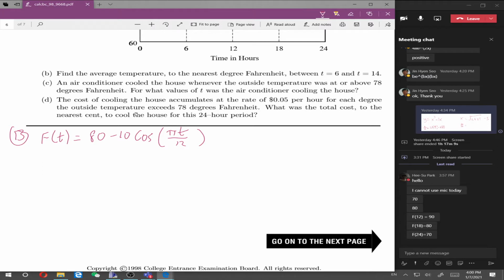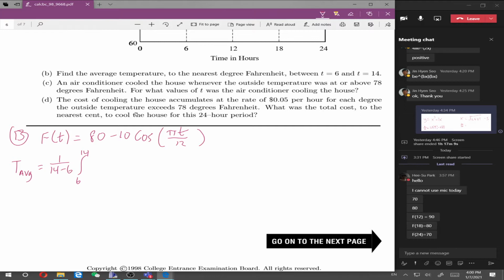Eric, what do I need to do? Can you repeat the question? Doing part B, I want the average temperature to the nearest degree Fahrenheit between t equals 6 and t equals 14. 1 over b minus a times the integral. Okay, you're right. What is b? What is a, though? 14 minus 6. 1 over 8 times the integral from 6 to 14. Okay, I'm going to mark this as temperature average.